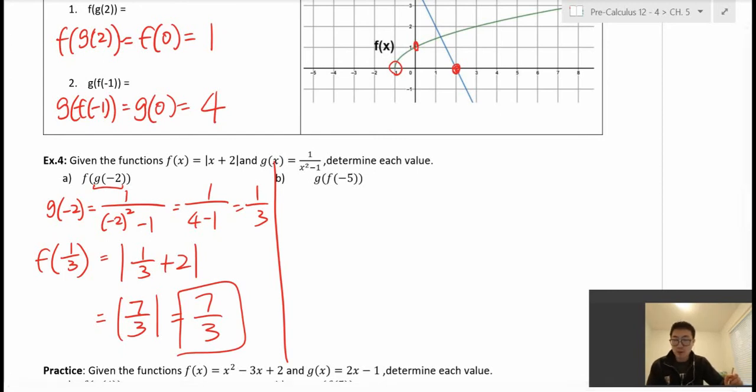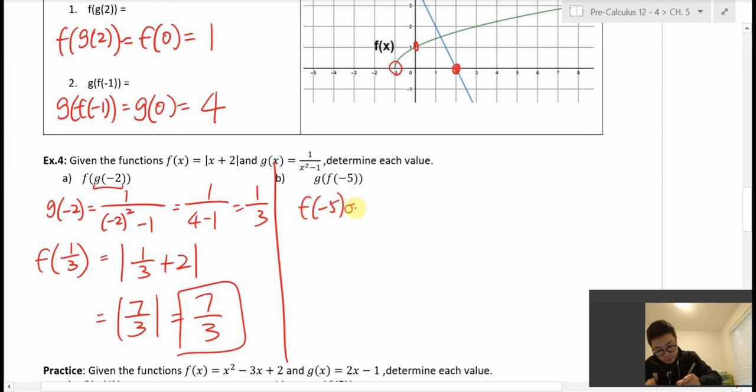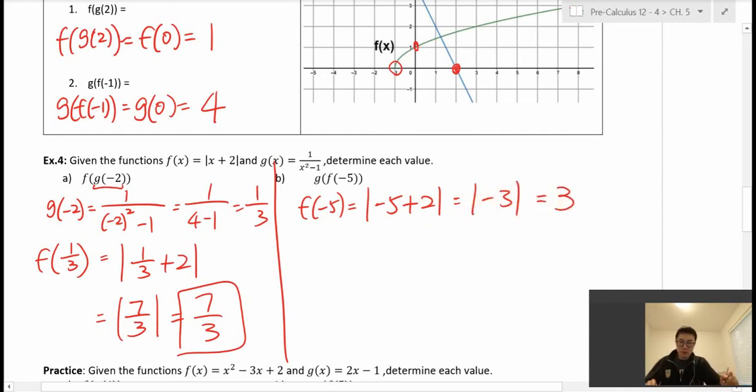Okay, part B, similarly, now we're going to work inside out. In this case, we're going to start with the f function. So I'm going to work with f of -5 first. Again, that means plugging -5 into x in the f function. So that's -5 plus 2, which is -3. And we know the absolute value of -3 is going to be positive 3, because again, the absolute value symbol makes everything positive. So now our question becomes, what's g of 3?